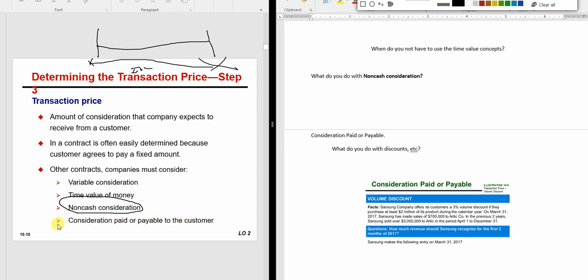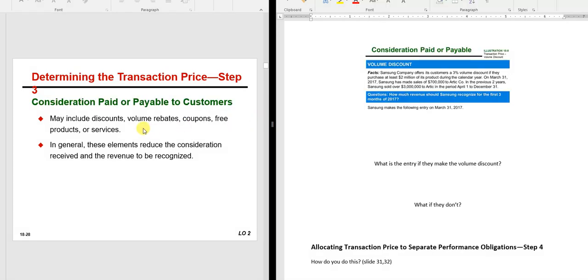And then the last one is consideration paid or payable. That's really kind of a strange name for it, but we'll talk about that. Consideration paid or payable are discounts, volume rebates, coupons, free products or services. Basically these reduce the consideration received and thus the revenue recognized.